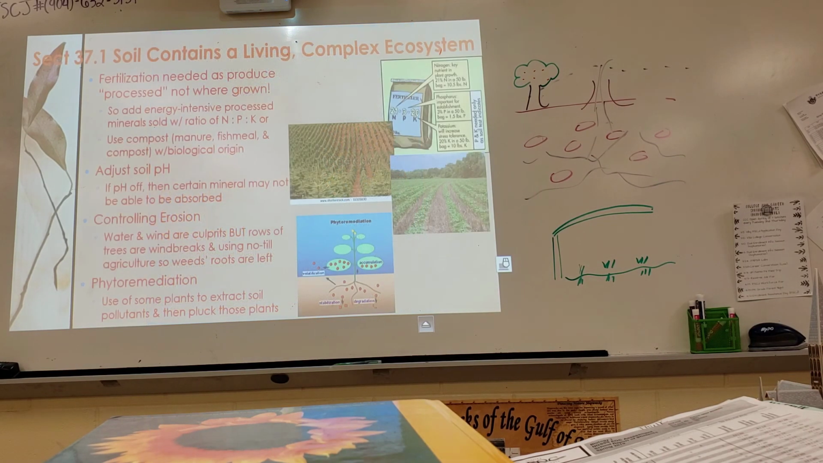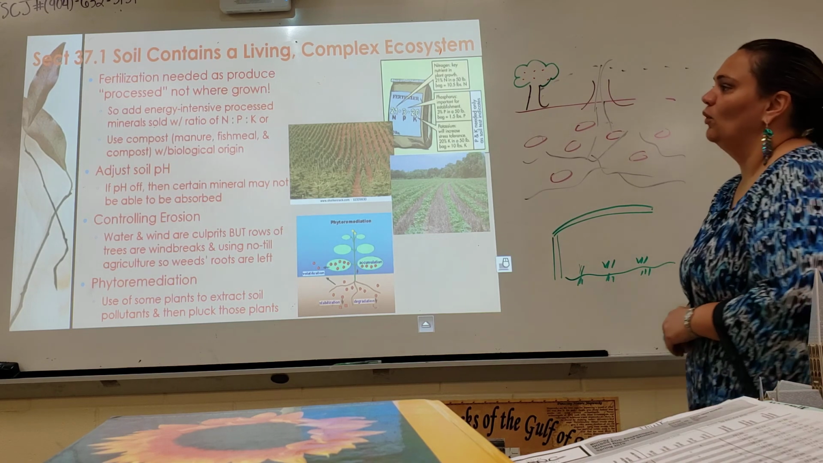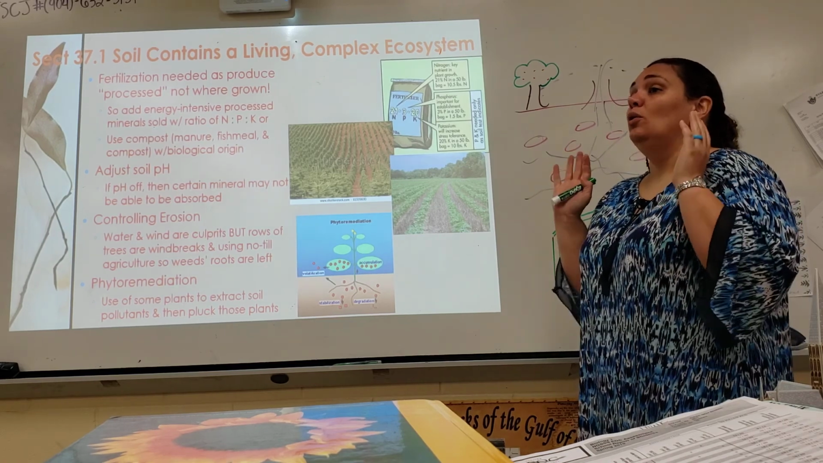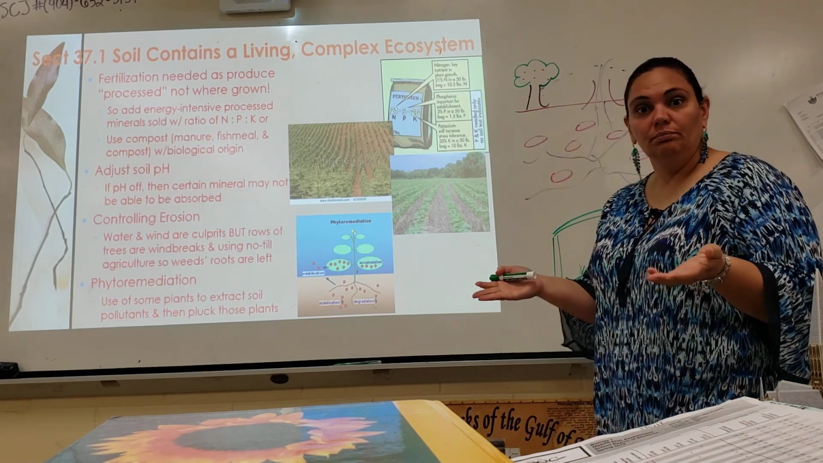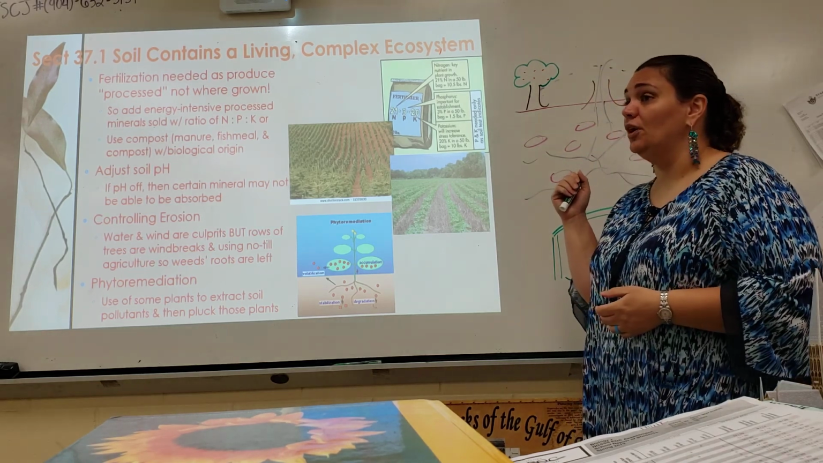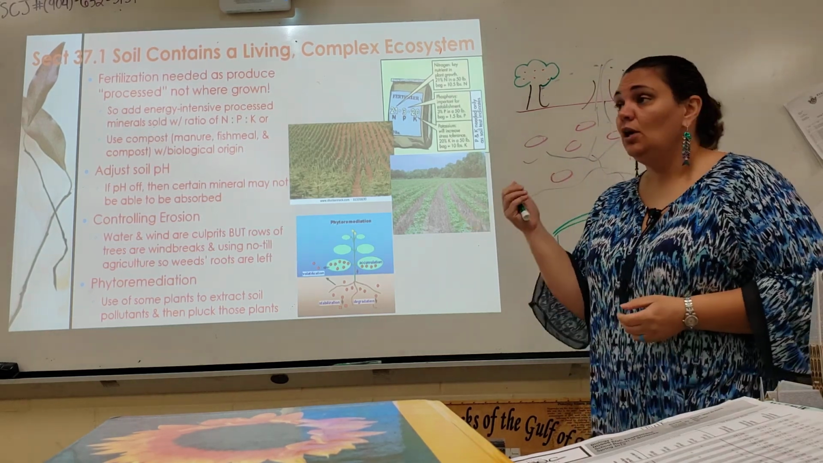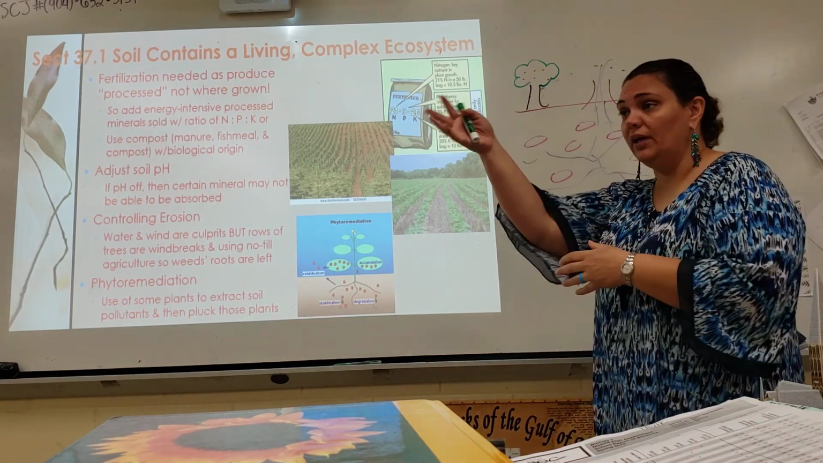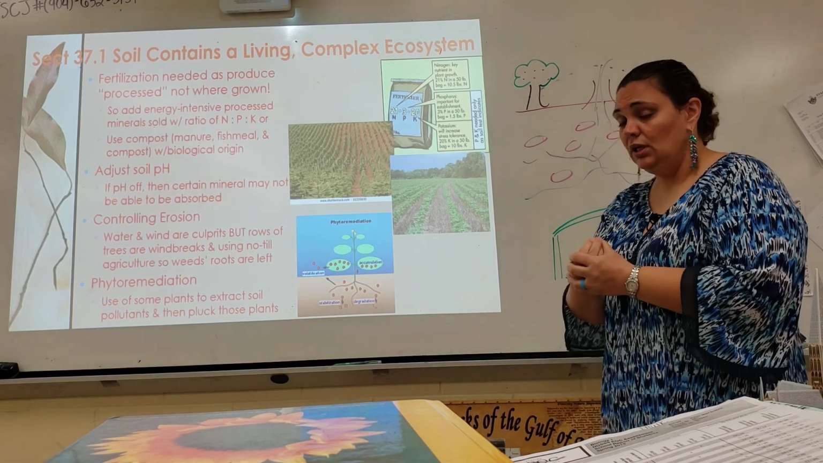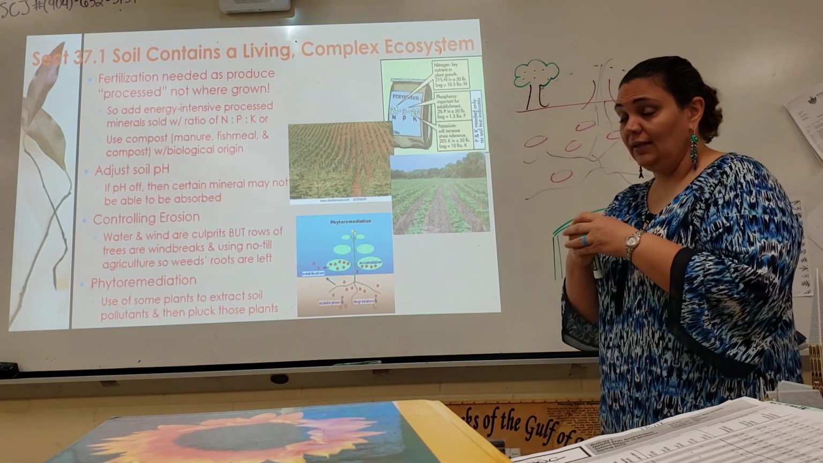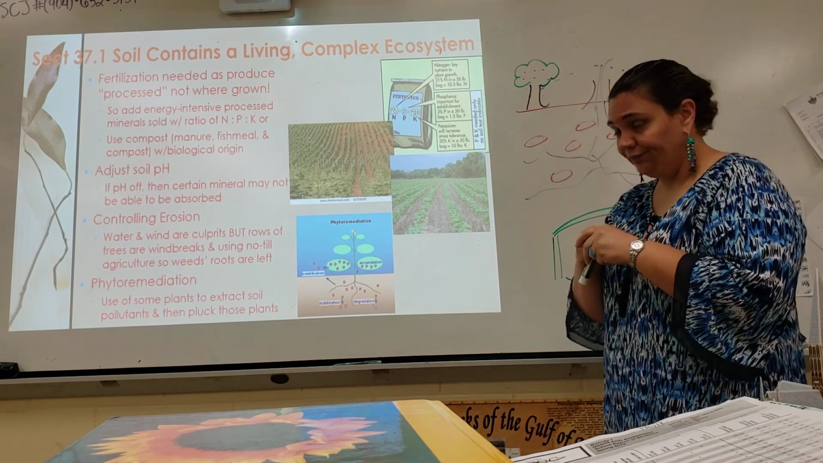So, 5 more slides. Fertilization. It's needed where produced and processed, not where it's grown. What do we mean by processed? Okay. So, we've got some bananas, for example, that are grown in South America. We have some vegetables that are grown in California. Obviously, we live here in Nassau, Florida, right? So, they're grown in California, but they're consumed here in Florida. They are processed, i.e. digested, and pooped out here in Florida.